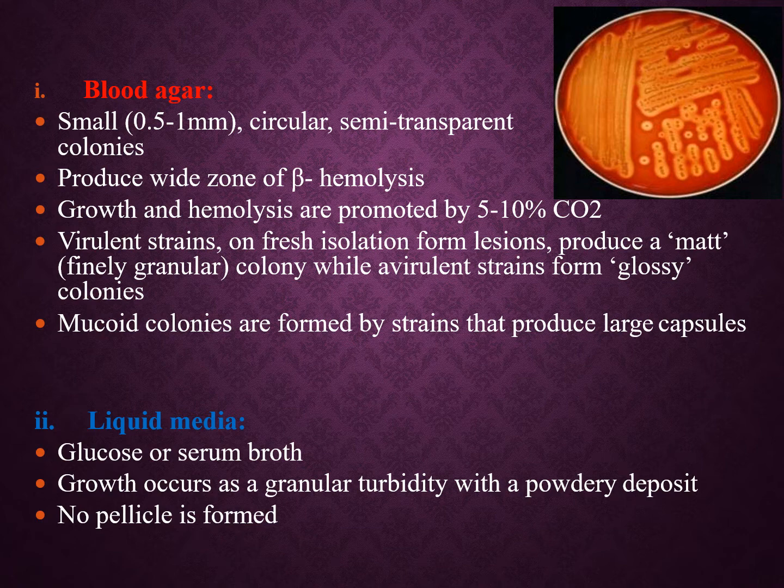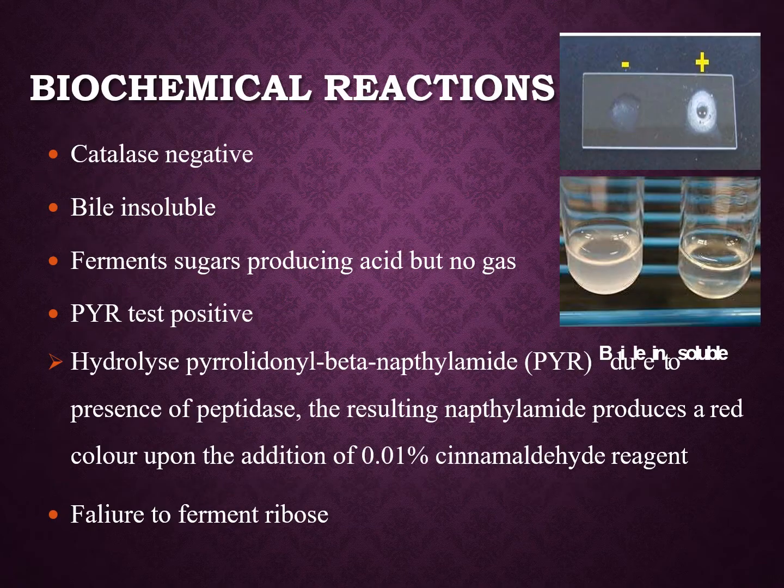The virulent strains, that is the pathogenic strains isolated from lesions, produce matte colonies, whereas avirulent strains produce glossy colonies. Mucoid colonies are formed by strains that produce large capsules. In liquid media, such as glucose or serum broth, growth occurs as a granular turbidity with a powdery deposit, and no pellicle is formed.